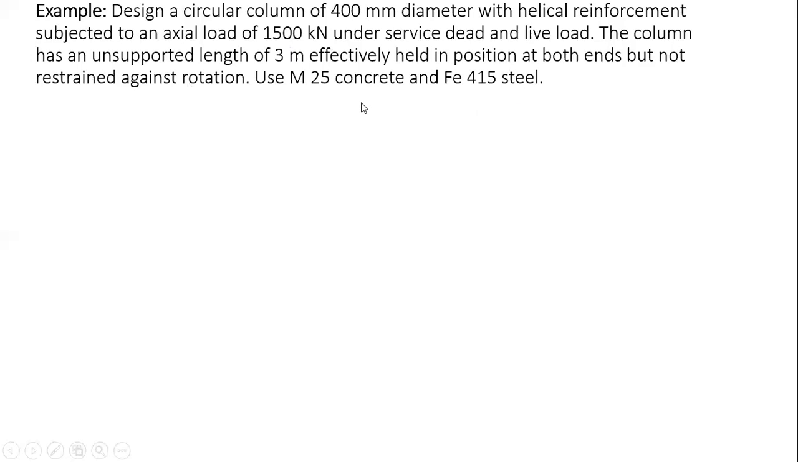So what is the meaning of the design here? Design means you have to find out the area of steel, that is, how much is the area of longitudinal bar and how much is the area of spiral reinforcement, and what is the spacing. So let us start the design here. Step number 1 is to check if the column is short or long. If the L by D ratio is less than 12, it is a short column. If it is more than 12, then it is a long column.